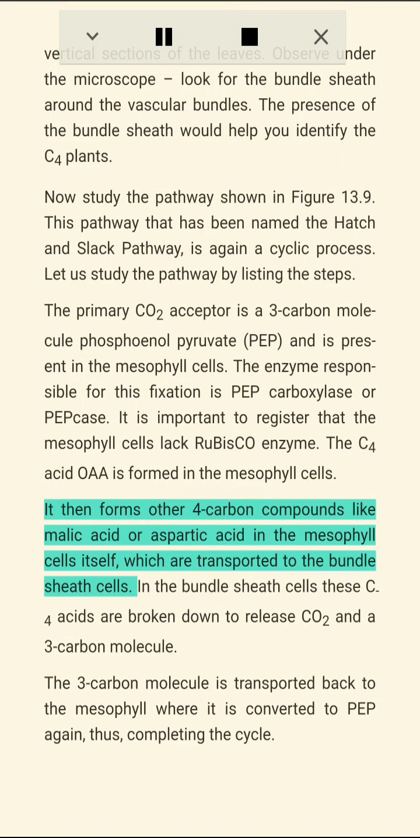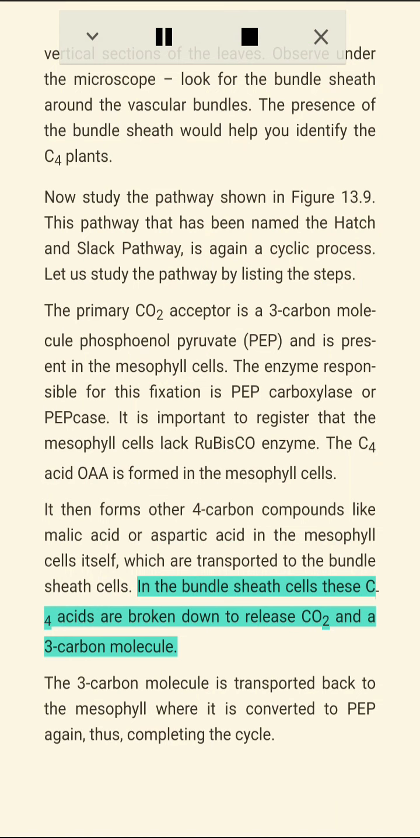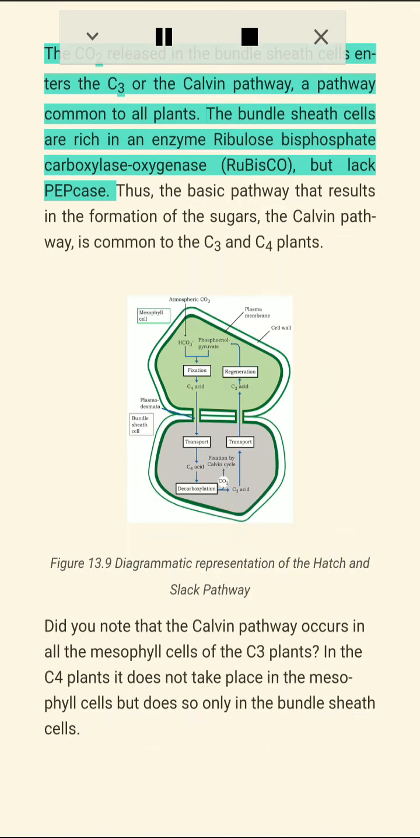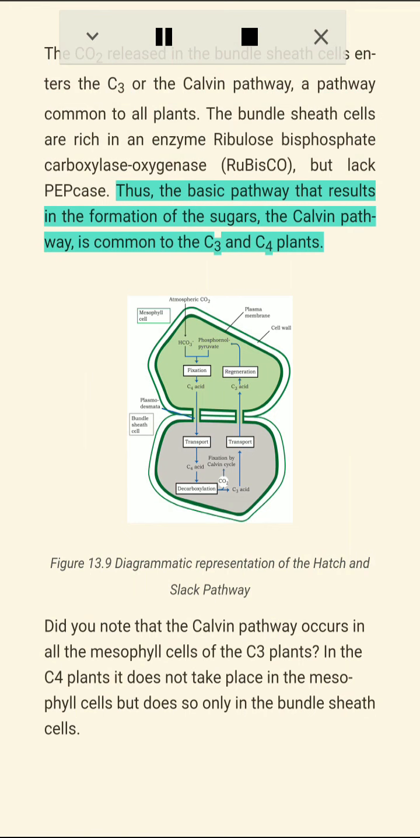The C4 acid OAA is formed in the mesophyll cells. It then forms other 4-carbon compounds like malic acid or aspartic acid in the mesophyll cells itself, which are transported to the bundle sheath cells. In the bundle sheath cells, these C4 acids are broken down to release CO2 and a 3-carbon molecule. The 3-carbon molecule is transported back to the mesophyll where it is converted to PEP again, thus completing the cycle. The CO2 released in the bundle sheath cells enters the C3 or the Calvin pathway, a pathway common to all plants. The bundle sheath cells are rich in an enzyme ribulose bisphosphate carboxylase-oxygenase, Rubisco, but lack PEPcase.